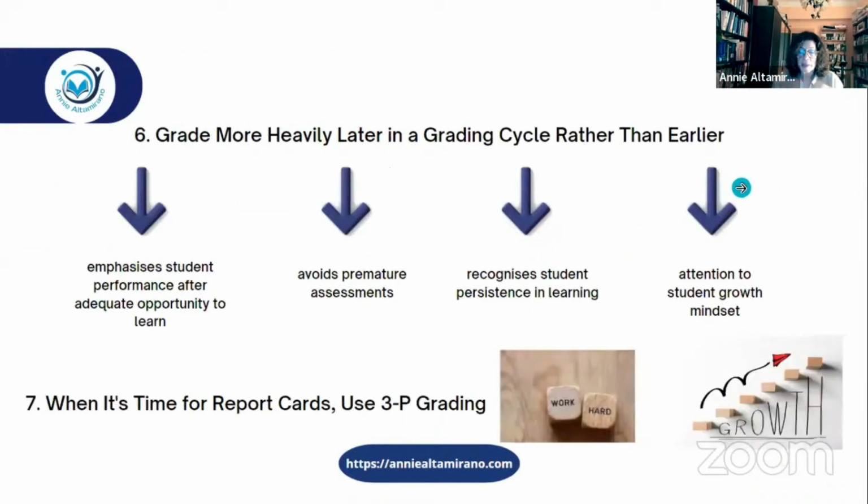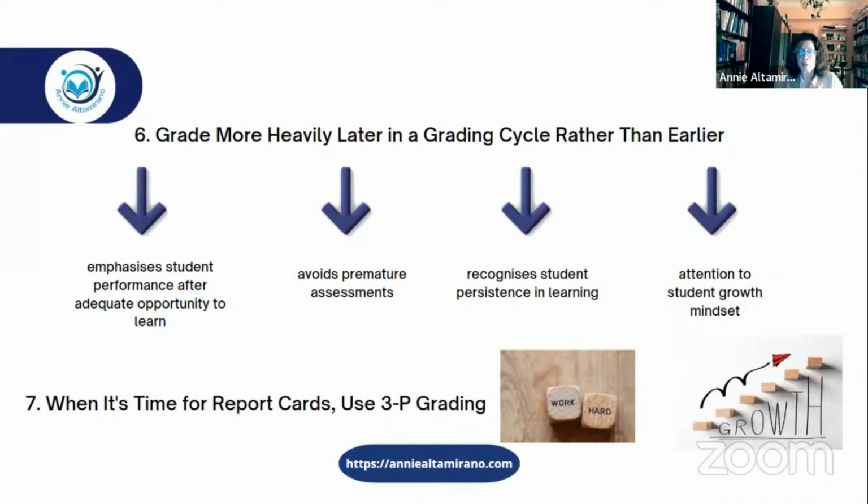Also, grade more heavily later in the grading cycle rather than earlier. When a student gets better marks later in a marking period, it suggests effort and growth. Earlier deficiencies in the same content ought not erode the student's growth or discourage persistence. So we need to grade more heavily as they progress, yes?